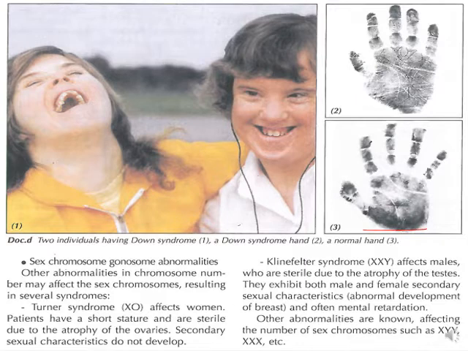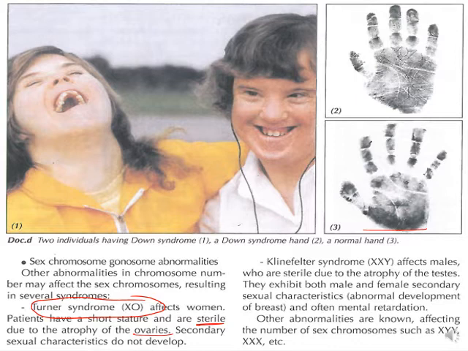Sex chromosome or gonosome abnormalities. Other abnormalities in chromosome number may affect the sex chromosomes, resulting in several syndromes. Turner syndrome affects female patients. They have short stature and they are sterile. Why? They have atrophy of the ovaries. The ovaries are very small in size, and secondary sexual characteristics do not develop.